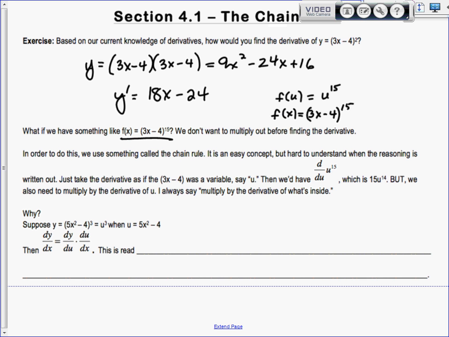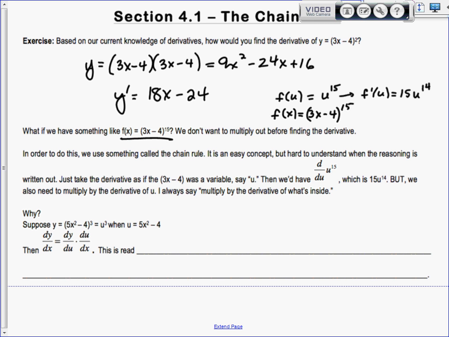All right, do you guys know how to take the derivative of f of u? Yes. So the derivative of f of u is going to be f prime of u, which is 15u to the 14. But what we had originally, the 3x minus 4, was not just one variable. It wasn't just x. It had other stuff with it. It had 3x minus 4.